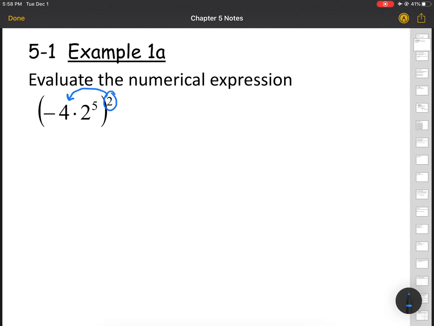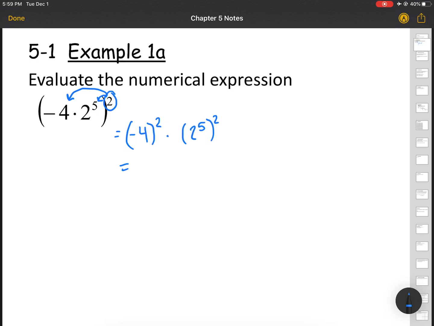of 2 to the 4 and to the 2 to the 5th power. That came from our power of a product rule or property, okay? So that's going to become negative 4 to the 2nd power, and yes, I'm going to put that in parentheses because it is a negative, times 2 to the 5th power to the 2nd power, okay?